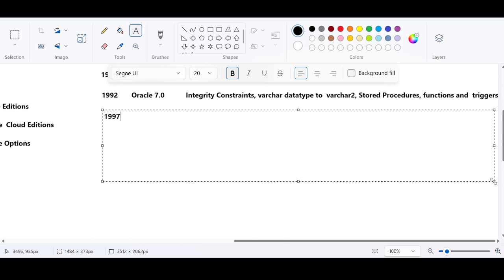Now we are in 1997. After a gap of about 5 years, a new version came, Oracle 8.0. In Oracle 8.0, they started object-oriented features, especially in Oracle 8.0. And there is a concept called table partitioning. Tables are already there. Table partitioning.